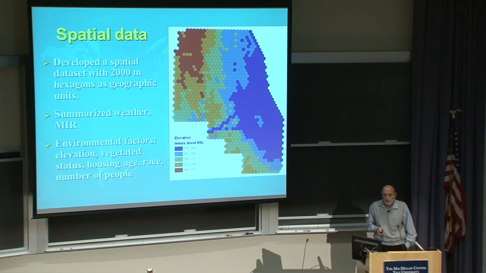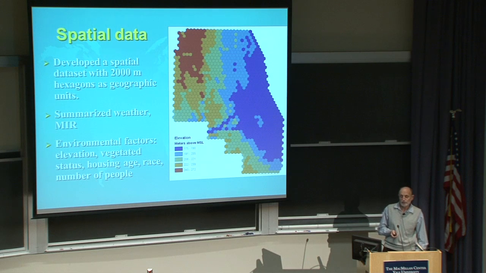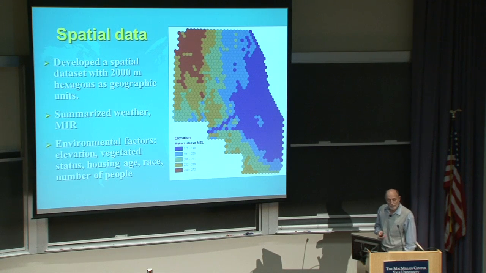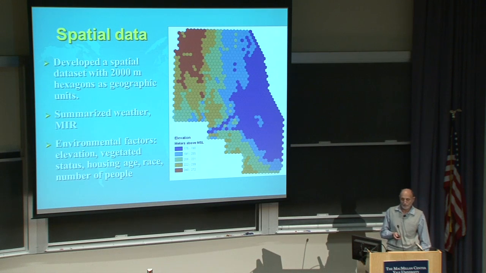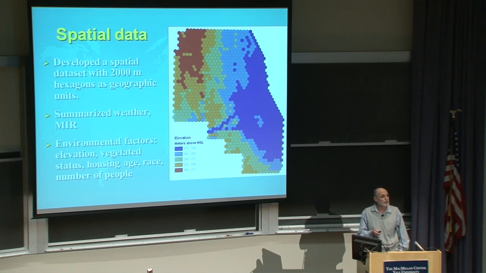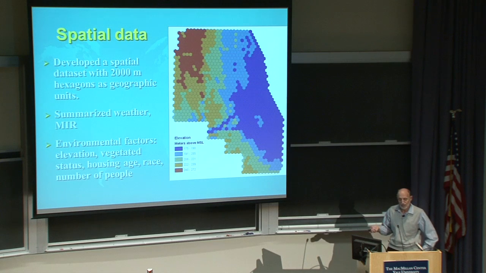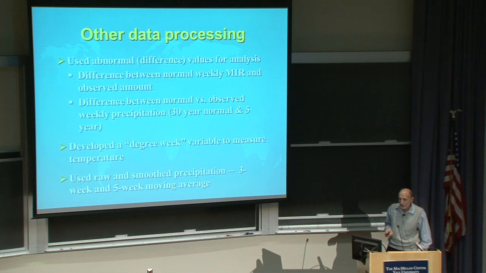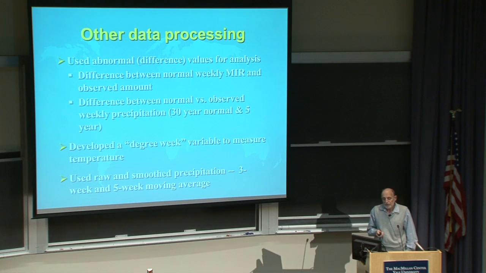So what we did is we developed a spatial database. We divided the area into hexagons of 2,100 meters as our geographic units. And for each hexagon, we summarized the weather and the mosquito infection rate and characterized the environmental factors that we knew characterize the urban areas: elevation, vegetation status, housing age, race, etc. We used them as the abnormal, the difference values for analysis.